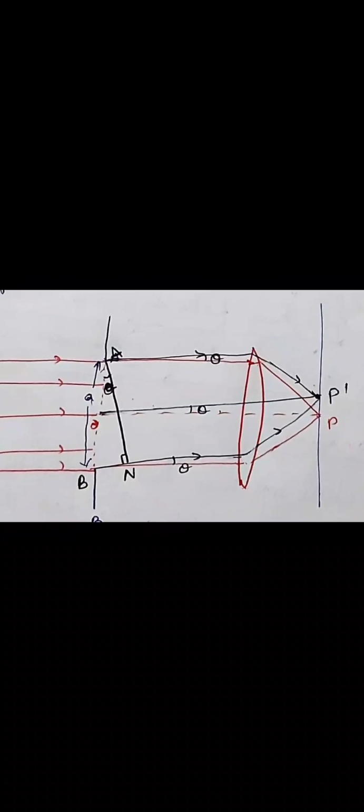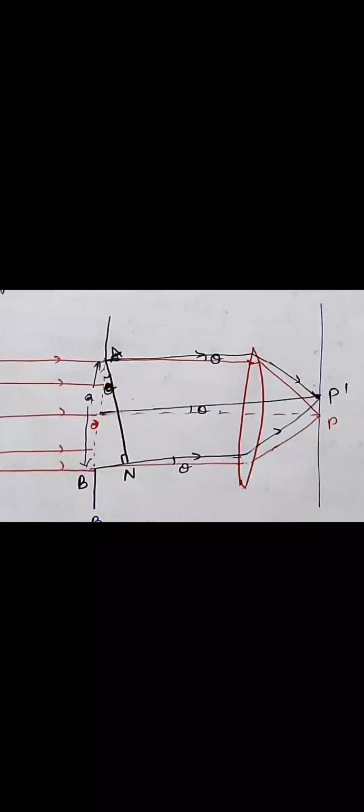P, the middle point on the screen corresponding to the straight line SOP, will be bright because all the secondary wavelets coming from the corresponding points in the two halves of my slit travel equal distances. So there will be no path difference, no phase difference. All the waves reach there in the same phase, so the point P has maximum intensity. It is called the central maxima.